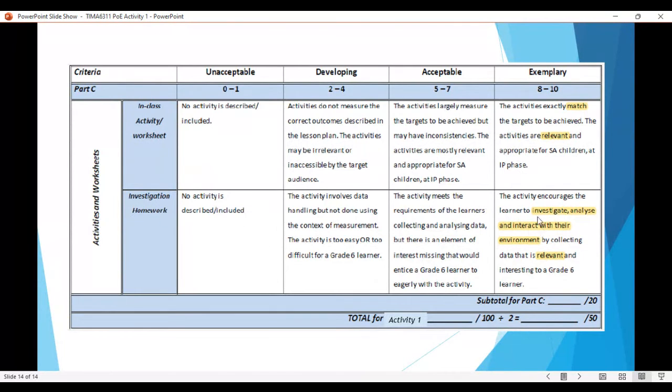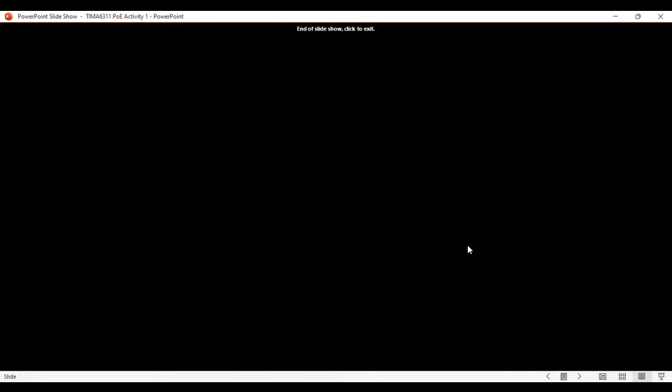Then the investigation. The activity encourages the learner to investigate, analyze, and interact with their environment by collecting data that is relevant and interesting to a grade 6 learner. Why we say this is because they have been doing data handling since grade 4, so please give them an activity that is age appropriate. They are in grade 6 now. Challenge them a bit.